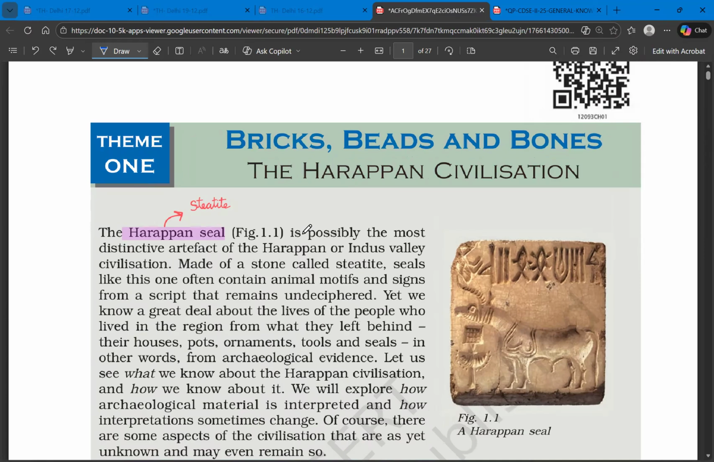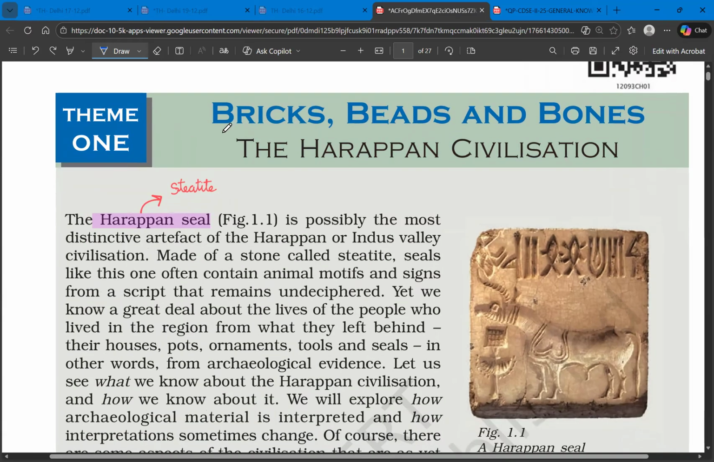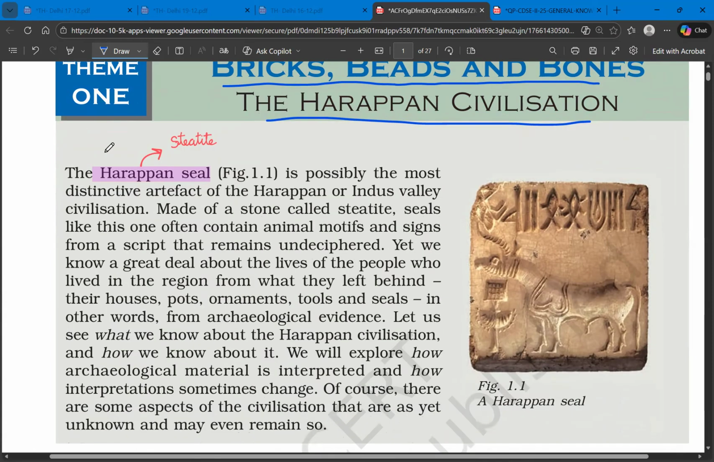So let's get started. The first theme in Themes in Indian History Part 1 is Bricks, Beads, and Bones, that is related to the Harappan civilization. The Harappan seal is possibly the most distinctive artifact of the Harappan or Indus Valley civilization. It is made of a stone called steatite. So what is steatite? It is a soft metamorphic rock. This is what is used in making the Harappan seals.